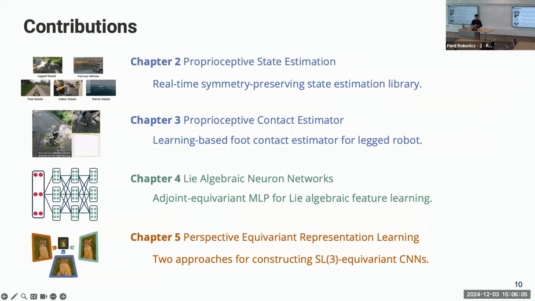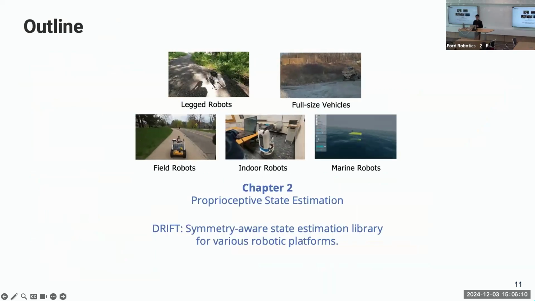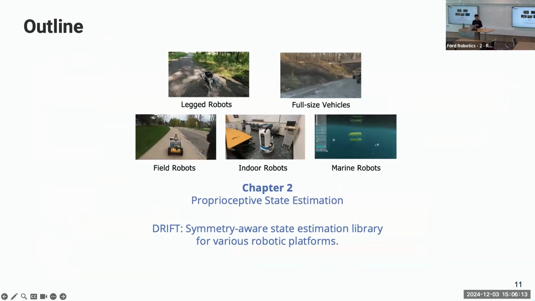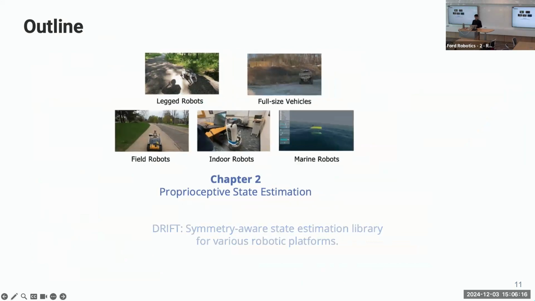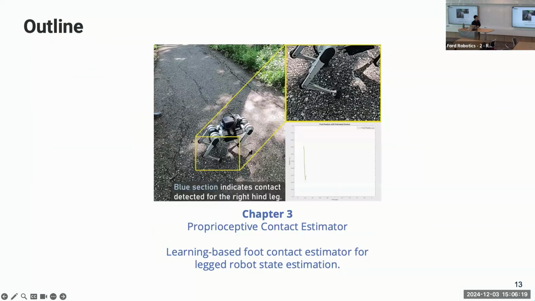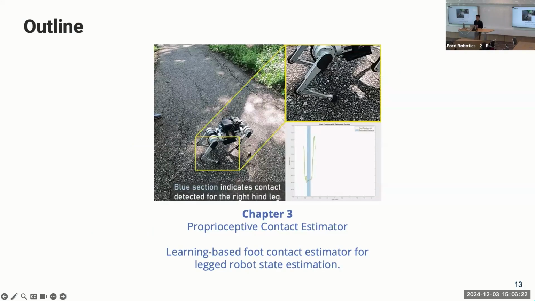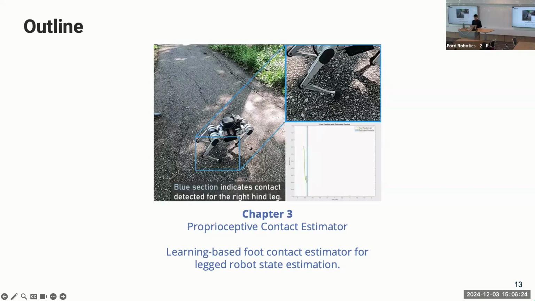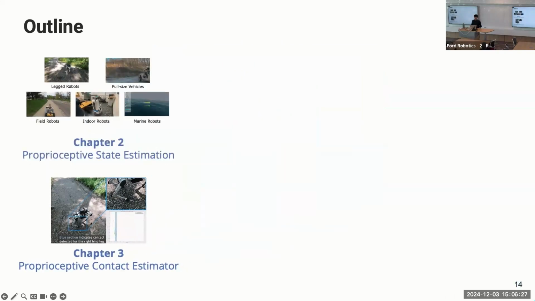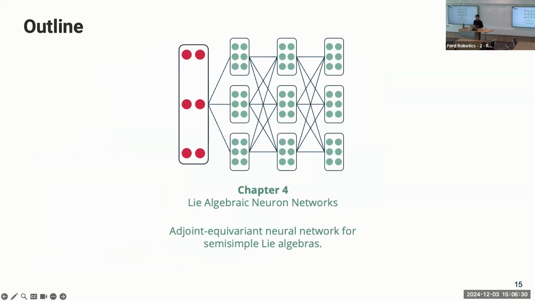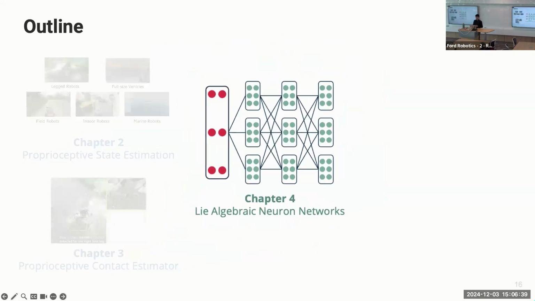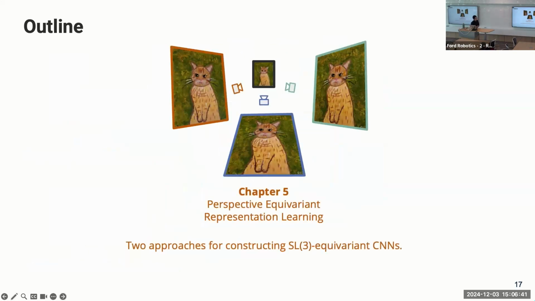So the thesis consists of 4 main chapters. The first one, I'm going to introduce a symmetry-aware state estimation library that runs in real time on a variety of different robots. The second part, I'm going to talk about a learning-based foot contact estimator for legged robot state estimation. Then I'll talk about a neural network designed to take the algebra elements as the input data, and it's adjoint equivariant. Lastly, I'm going to talk about a perspective-equivariant neural network for image representation learning.